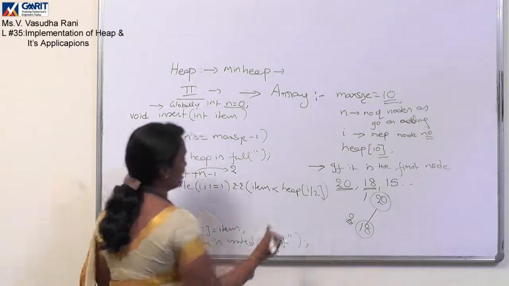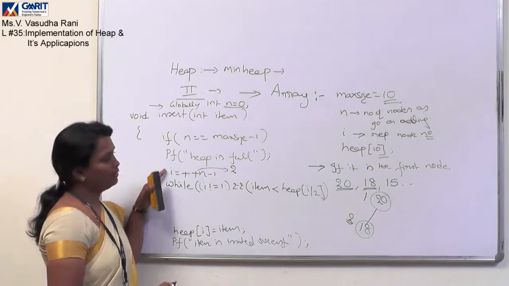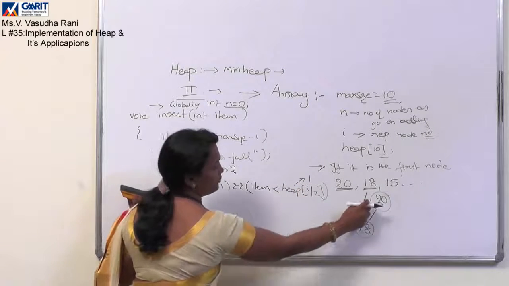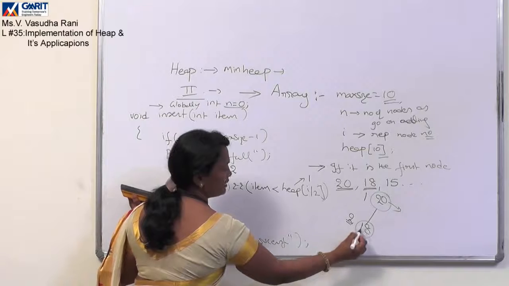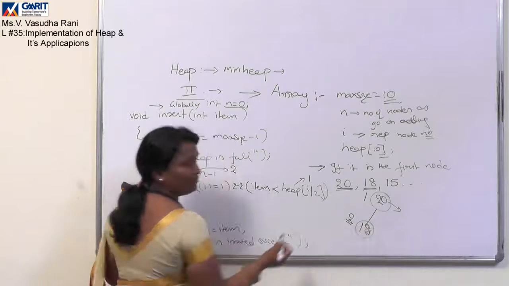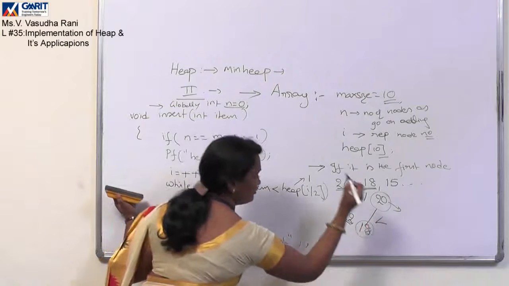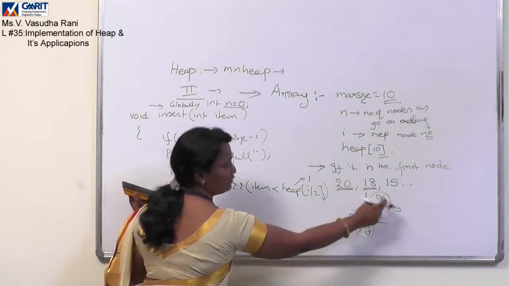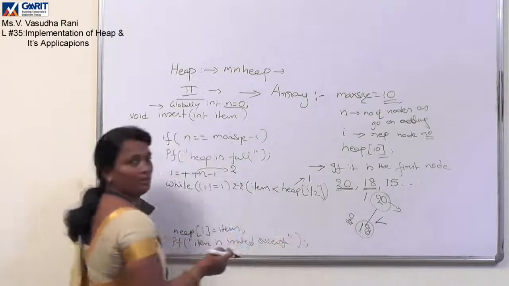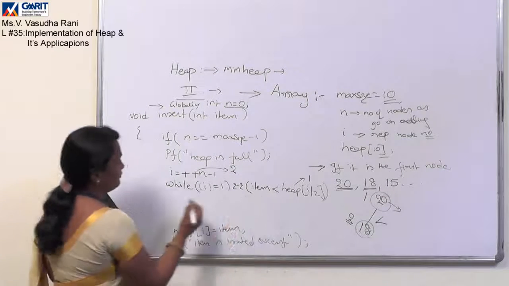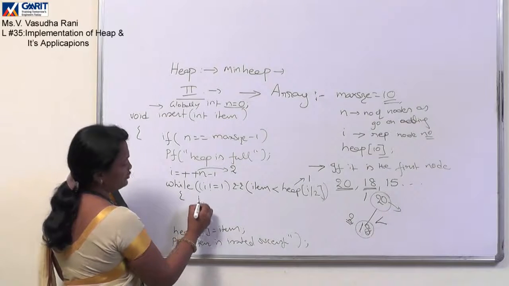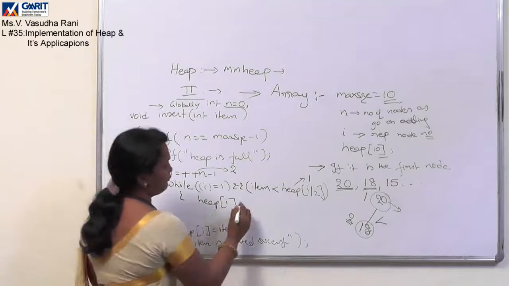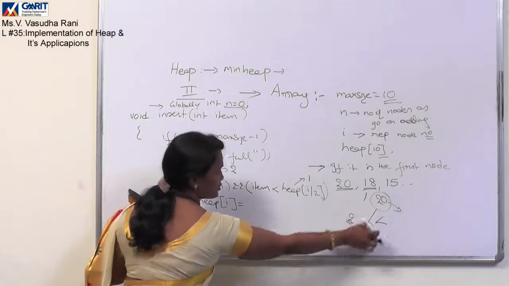I by 2. What is our current I value? Current I value is 2. So heap of I by 2 is nothing but heap of 1. Heap of 1 means 20 and our item is 18, and we are comparing 18 and 20. If this item is lesser, this value we have to push up and this 20 should come down. For that, let us do heap of I, which is heap of 2.